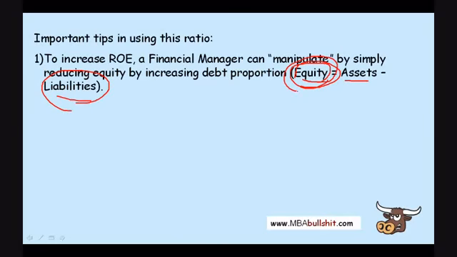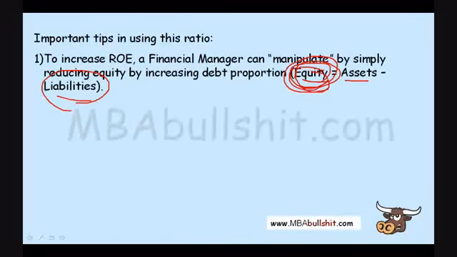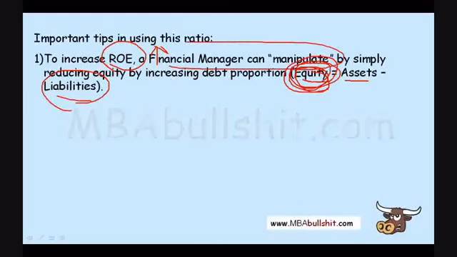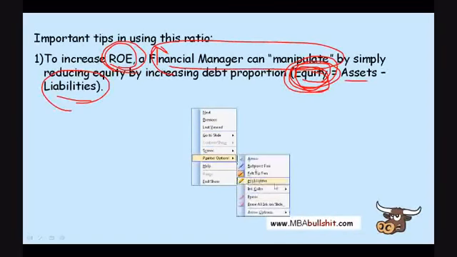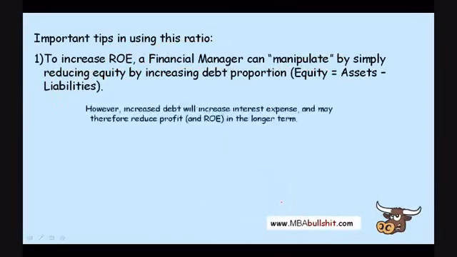And if you have a smaller amount of equity, then the profits of the company will look big compared to the small equity. And when the profits of the company look big compared to the small equity, you will end up with a higher ROE. See, so a higher ROE again is not necessarily good. It could be because the financial manager is manipulating things around to make the ROE look bigger.